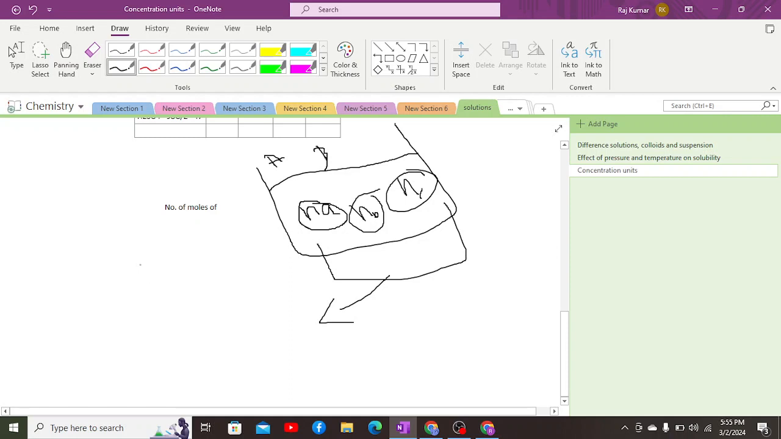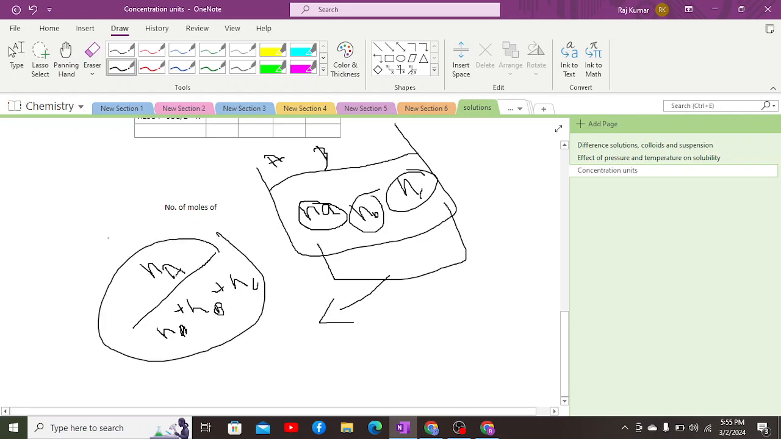Now when we divide the number of moles of a particular component by the total number of moles of the entire solution, which would be equal to Na plus Nb plus Nc, at that moment it is considered a mole fraction. So the number of moles of a component of the solution divided by the number of moles of the entire solution is known as mole fraction.